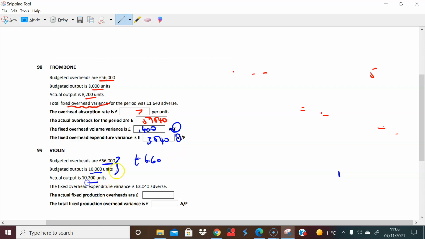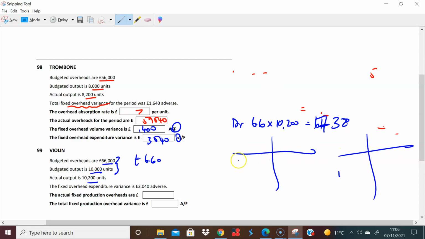Now, what happens? We actually make 10,200 units. So you would have gone debit 6.6 times 10,200 units. So 6.6 times 10,200 units is, sorry, 67,320. Yes, 320. So, why not, let's do some T accounting, right? 67,320, that's the fixed overhead expense, and the fixed overhead accrual or control account or whatever you want to call it, 67,320.